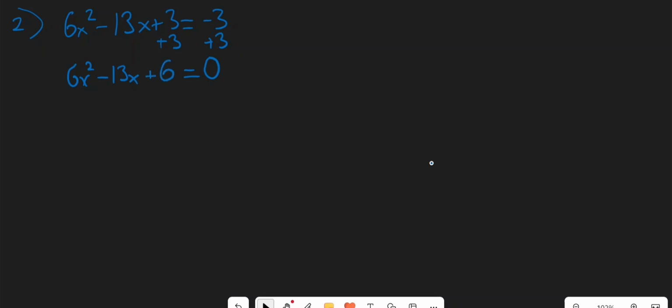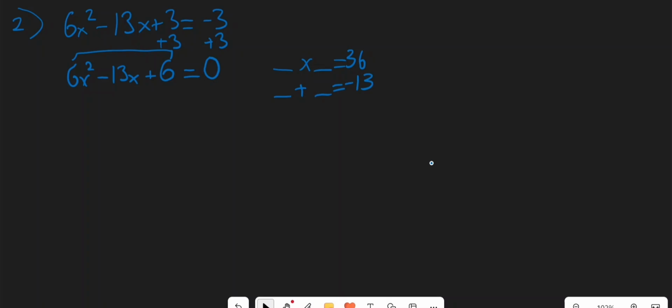Always check if you can divide every single term, the 6x squared, the 13x, and the 6. If every term is divisible by a common factor, then do so. That just makes everything easier to factor. But in this case, we cannot divide everything by a common factor. So you want to satisfy the condition: get two numbers that multiply to your AC term of 6 times 6, and that would be 36. At the same time, these numbers have to add to your B term, which is a negative 13.